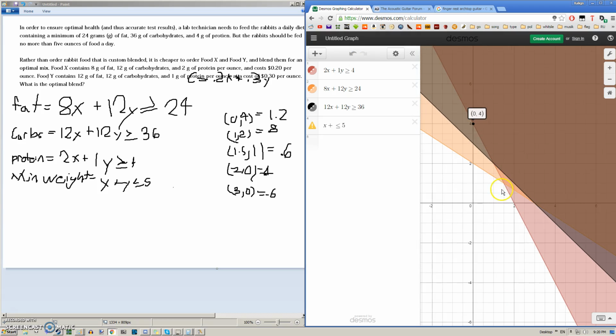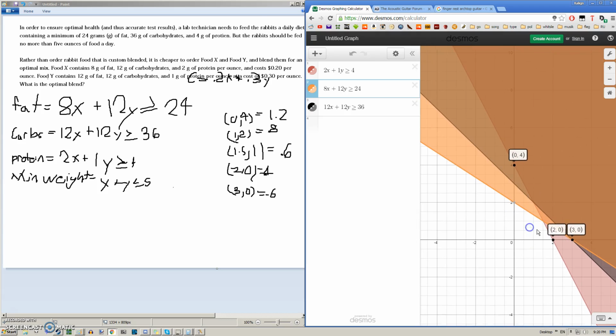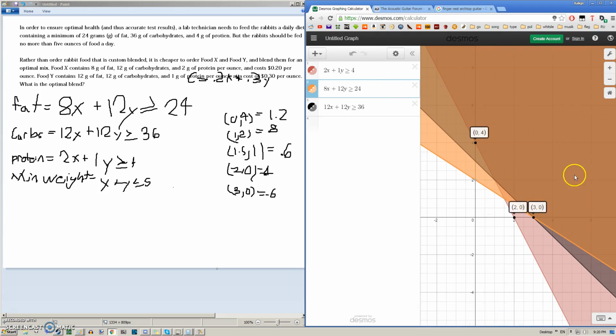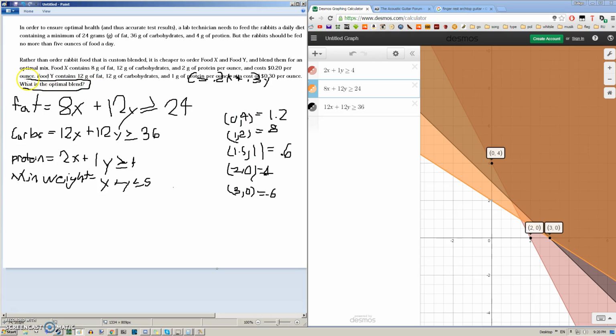I mean, you don't even really need that parameter, to be honest. That's just telling you the minimum weight. But this right here, these points 1, 2, 3, 4, and 5, that's your range of feasibility, and this little chunk right there. And I wrote this all out, and it's asking you what is the optimal blend. So I imagine they're going for cheapest.